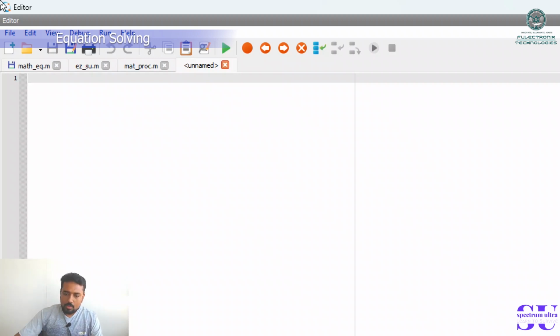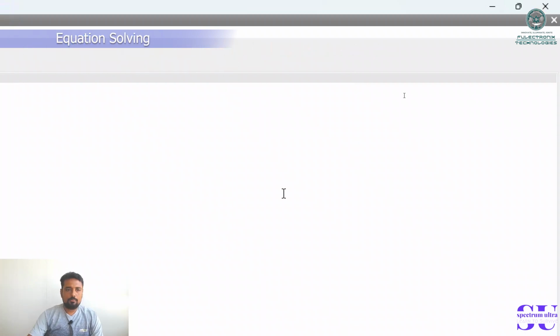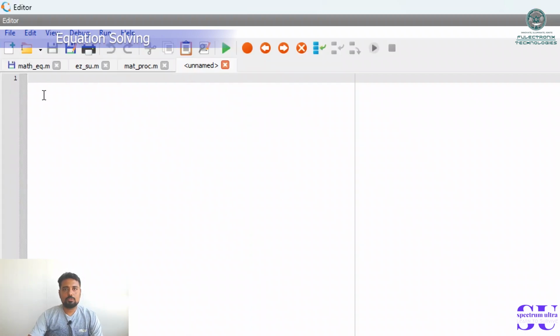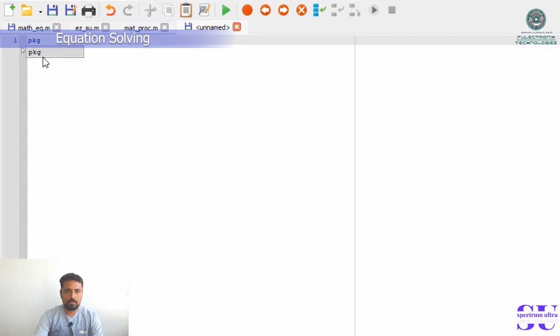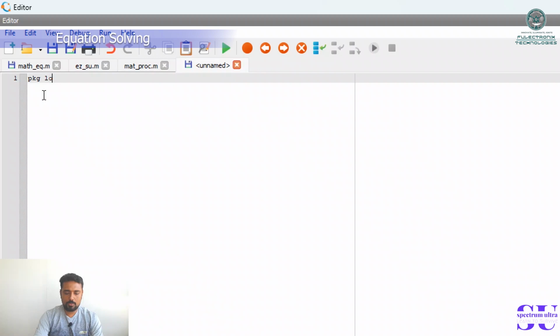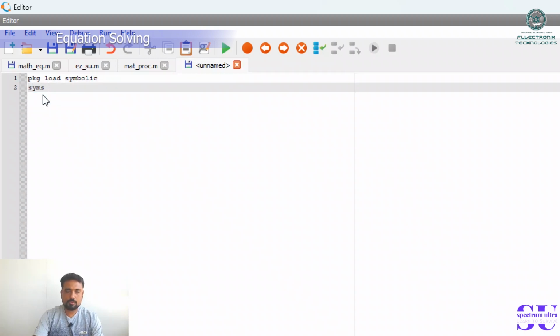So first we have to load the package that can assign values to variables. For that we'll use pkg load, and the package name is symbolic. After this we go for syms, meaning we are declaring the variables. The variables we'll use are x, a, b and c.